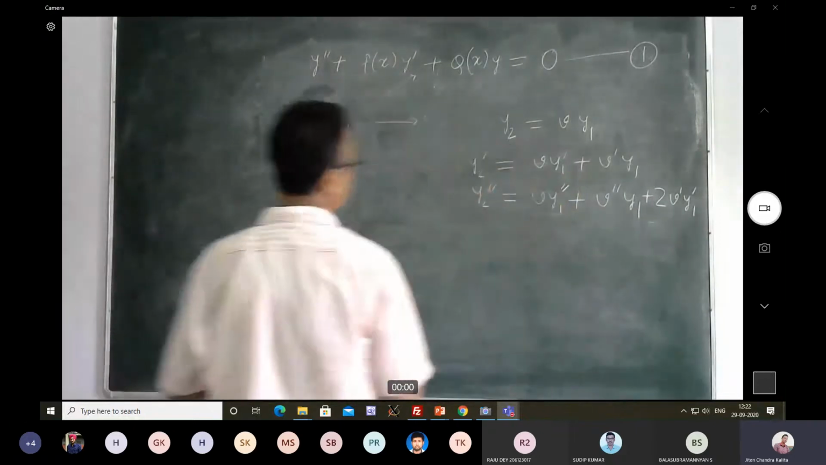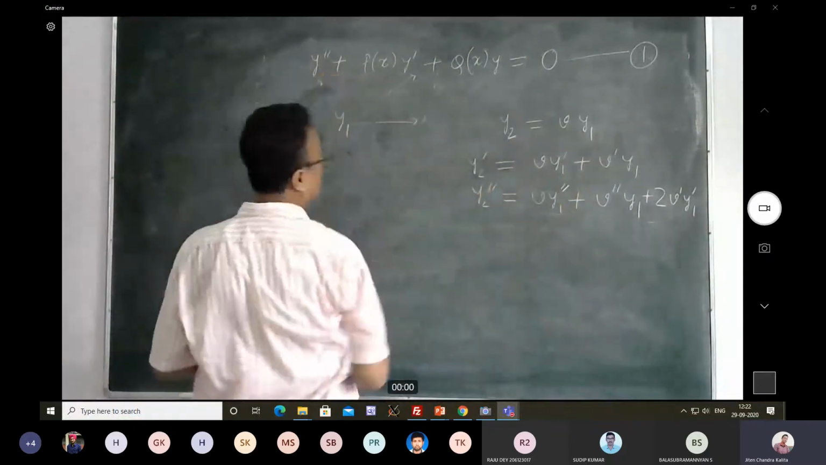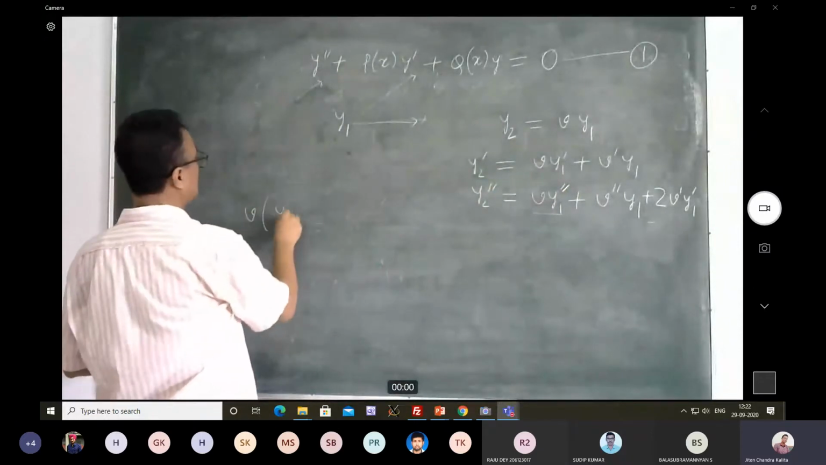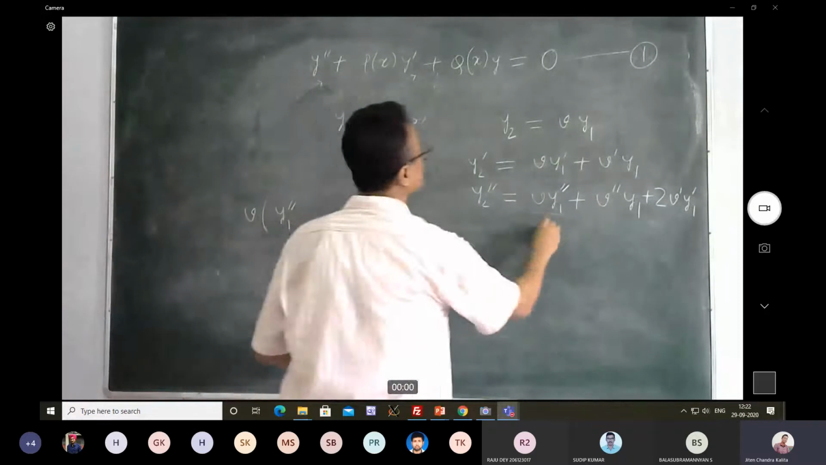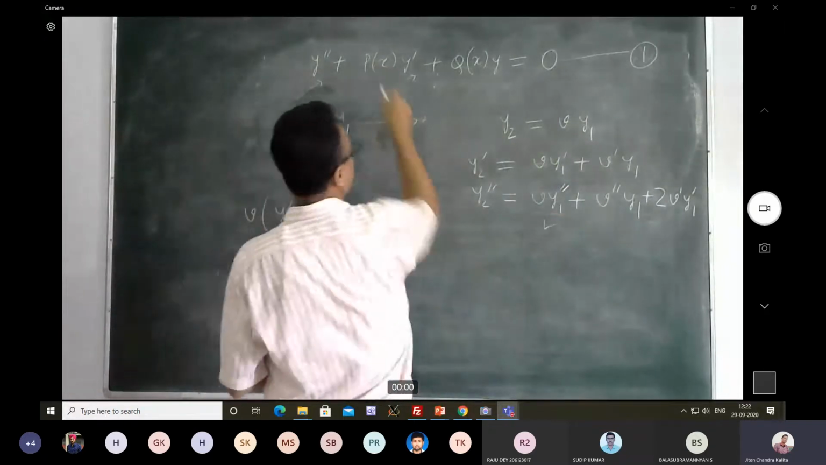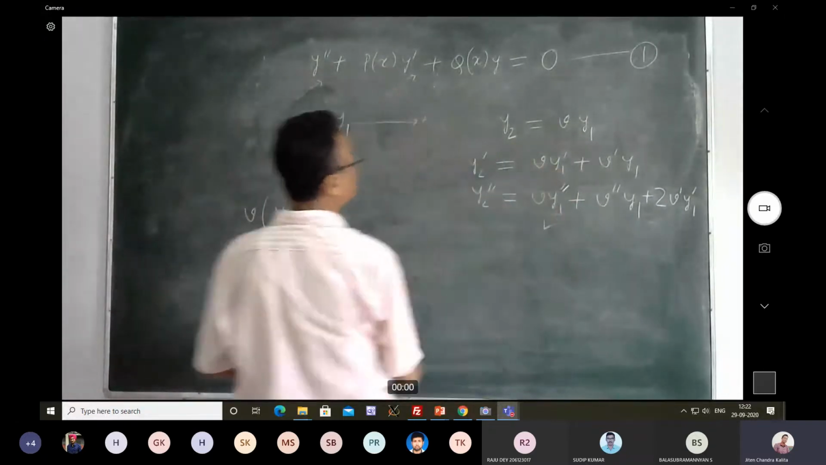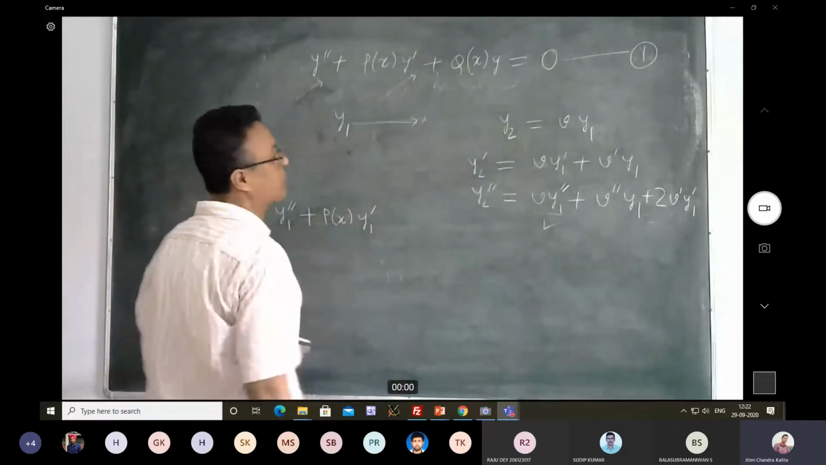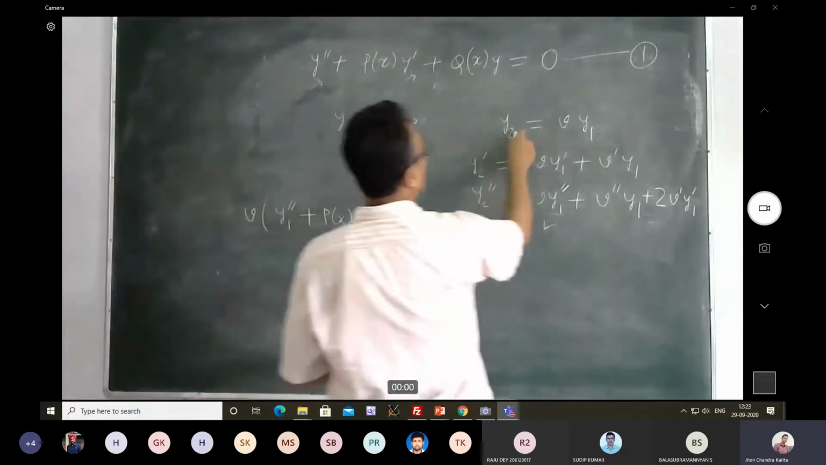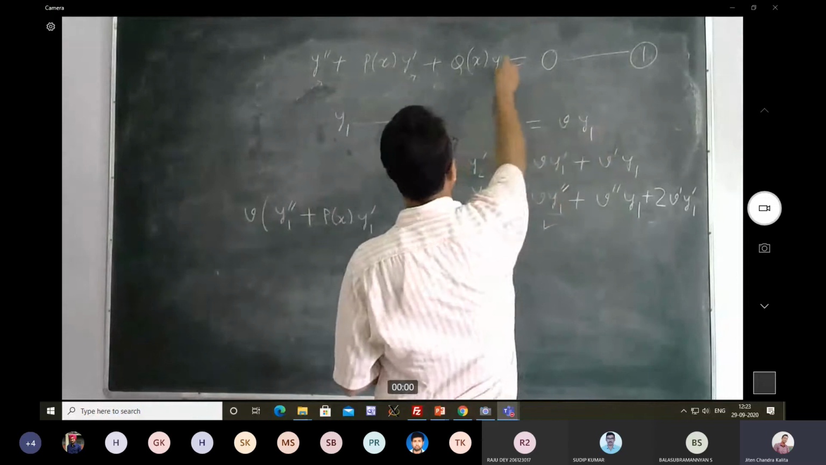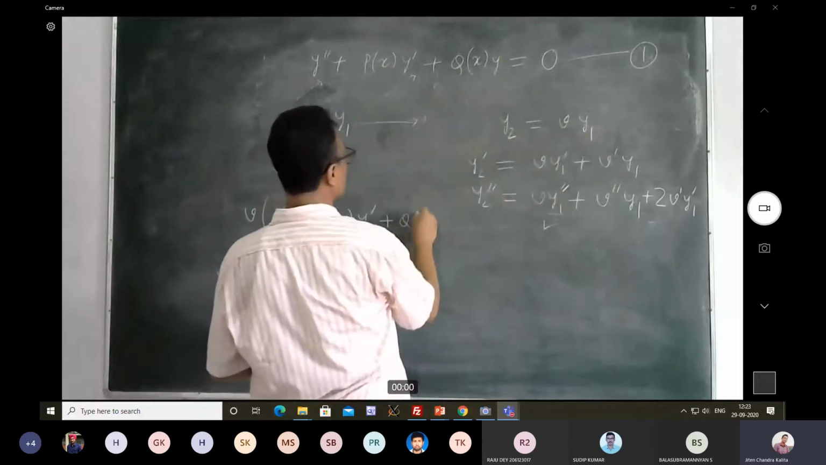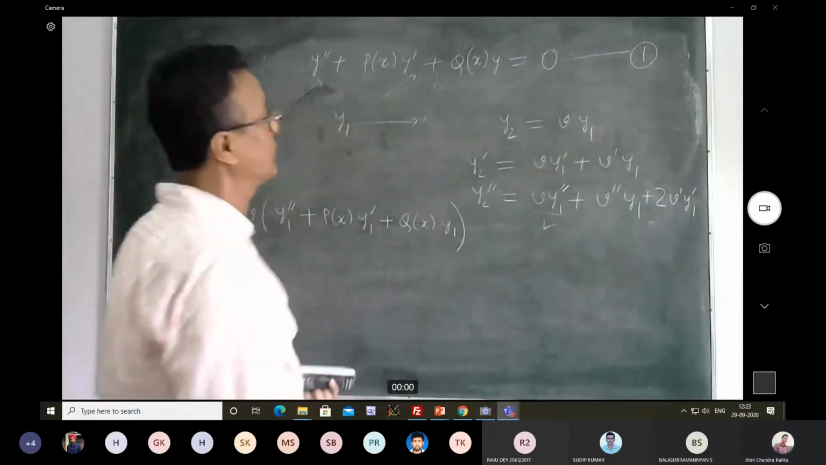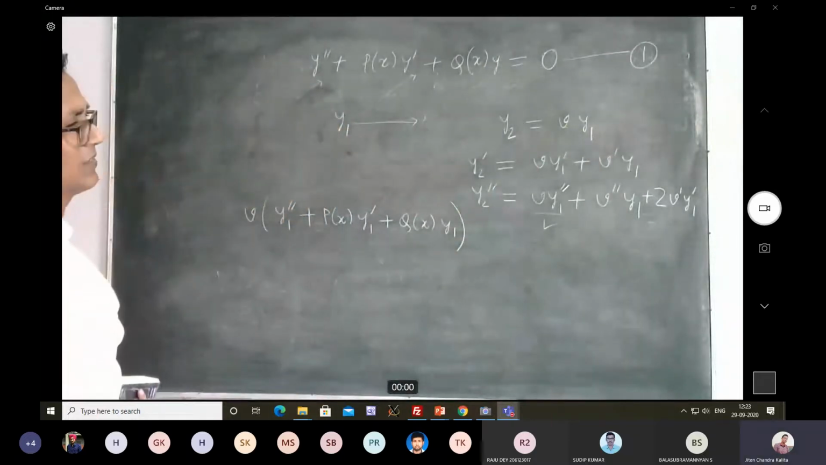Let me start with these two. Okay, so for this, if I take v common, then y1 double prime is gone, so then I have p(x) y2 prime. From here again, if I take v common, then p(x) y1 prime, and if I plug in y2 equal to v y1, this is going to give me q(x) y1. Is it okay with everybody?